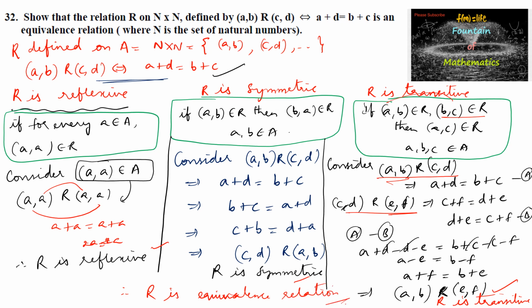So we can conclude that the relation is an equivalence relation, which is defined on N cross N. Okay.